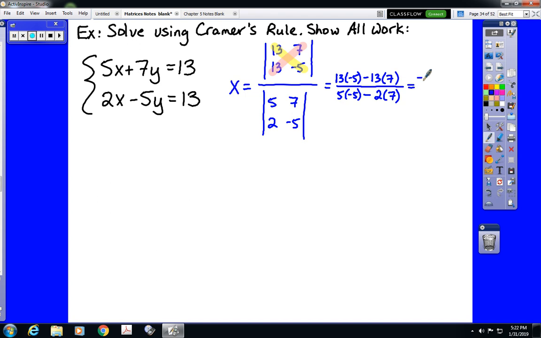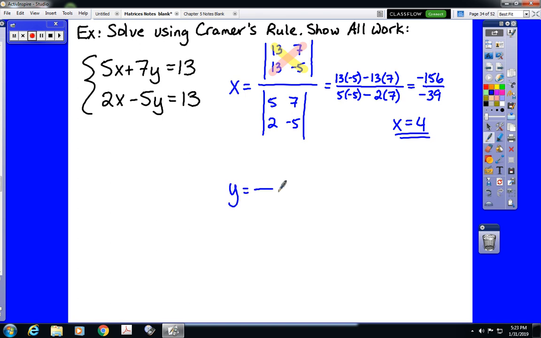13 times negative 5 minus 13 times 7. That is negative 156, divided by negative 5 times 5 minus 2 times 7, which is negative 39. Then we simply carry out that division, negative 156 divided by negative 39, and we find out x equals 4.